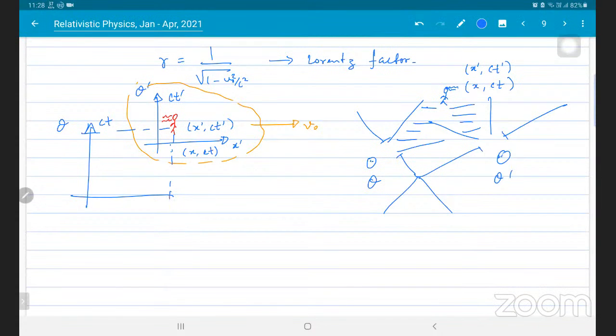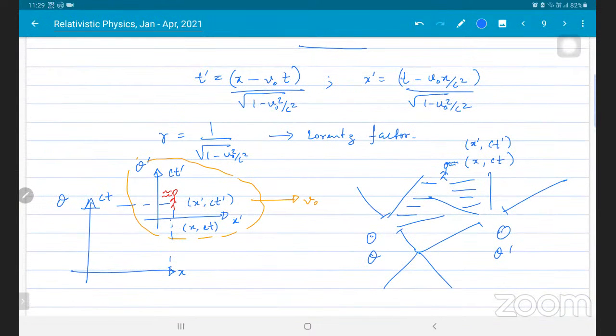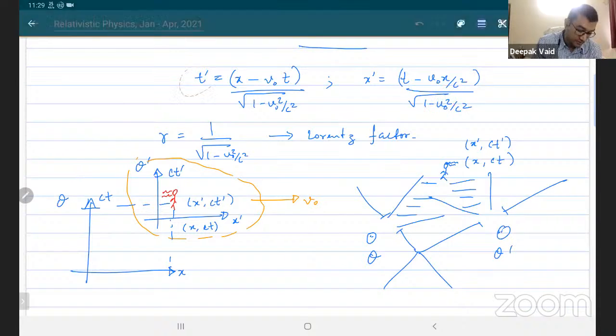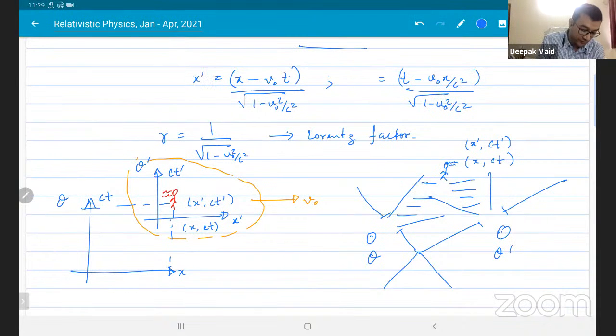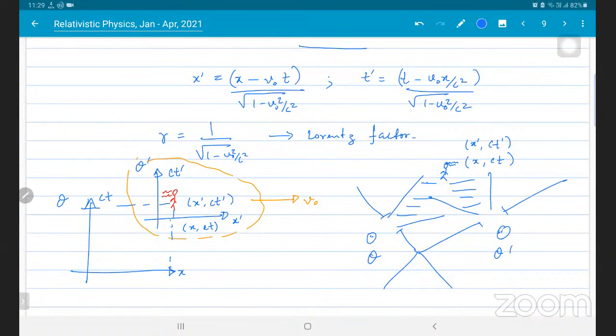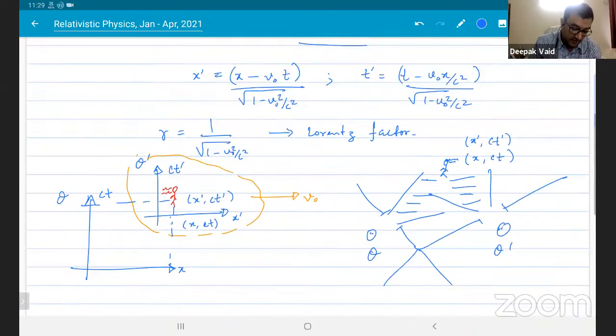Sir, shouldn't x dash be the first equation and t dash be the second equation? Thank you. When you're teaching the same thing over and over to BTech students and MSc students, you tend to make mistakes. So this is x prime and this is t prime, right?